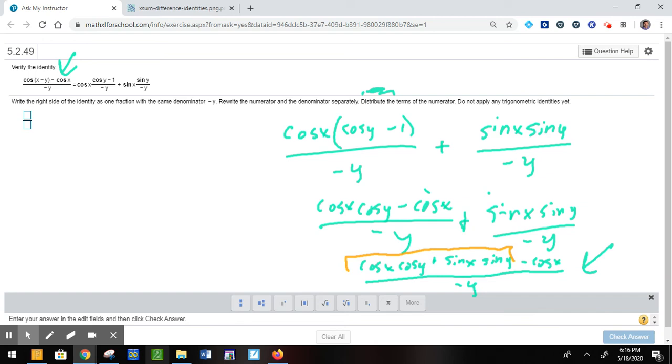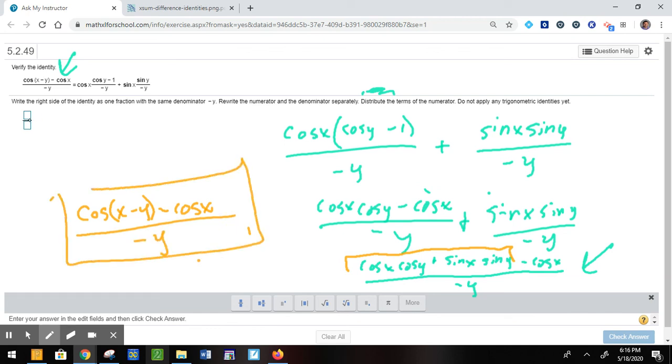So I'm going to go ahead and rewrite that. We've got cosine of x minus y. What's left over up top there is minus cosine x. And then that's all divided by the opposite of y. And that matches that. So that's proving that the identity as written at the beginning is true.